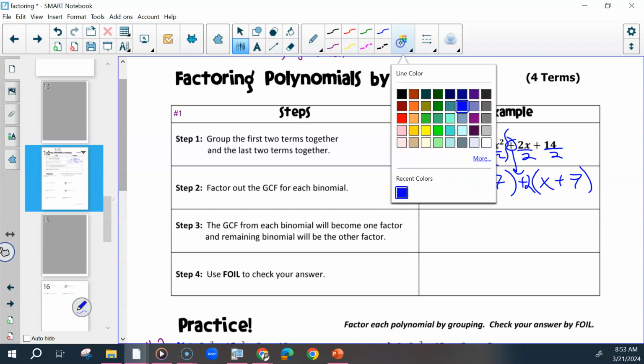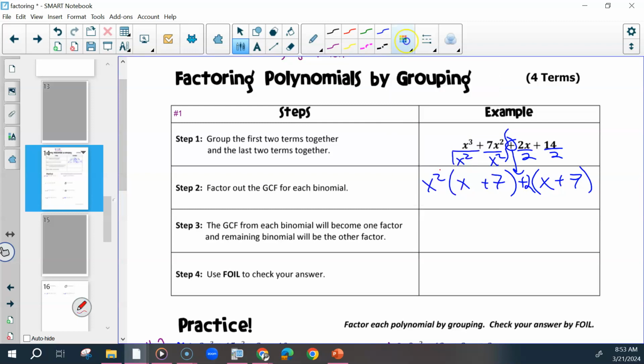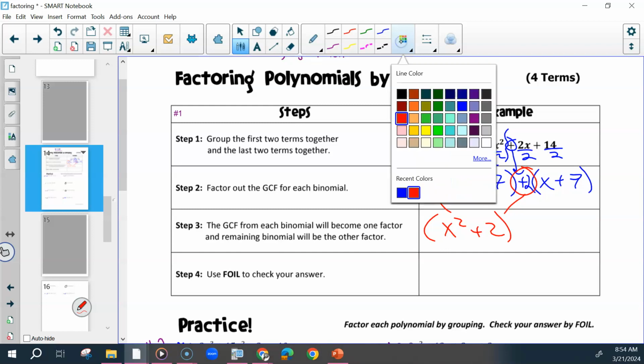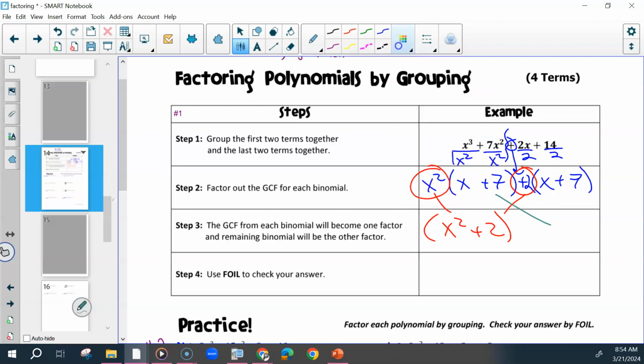Then, once you have this factored out, everything on the outside, you're going to put together in a set of parentheses to be a factor. And then everything on the inside, you just bring that down once. You don't have to write it twice, because it's the same thing, correct? And that would be your other factor.